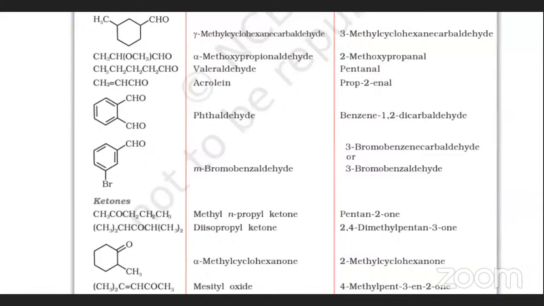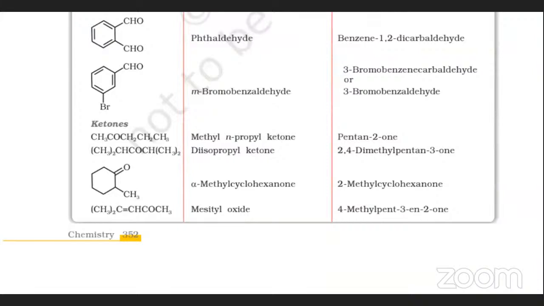In halo-substituted benzaldehyde, from the aldehyde carbon onwards, we take it as the first carbon. Bromine is present at which carbon? If you observe, at the third carbon. So we call it 3-bromobenzaldehyde, because at the third carbon bromine is present. Okay, clear.